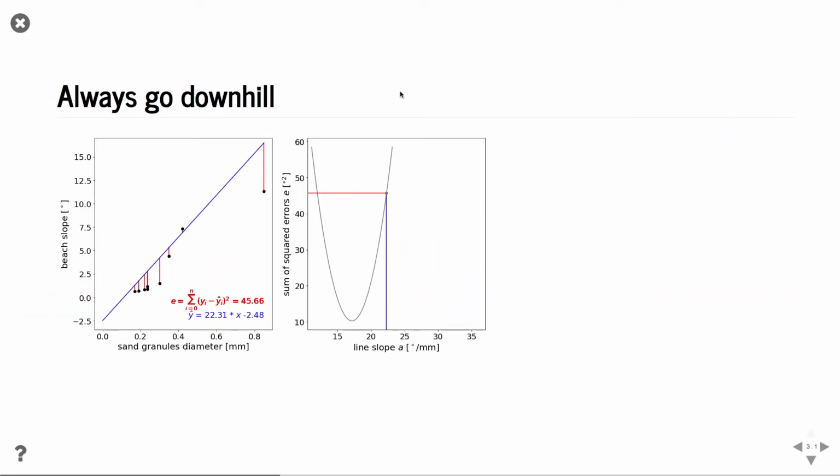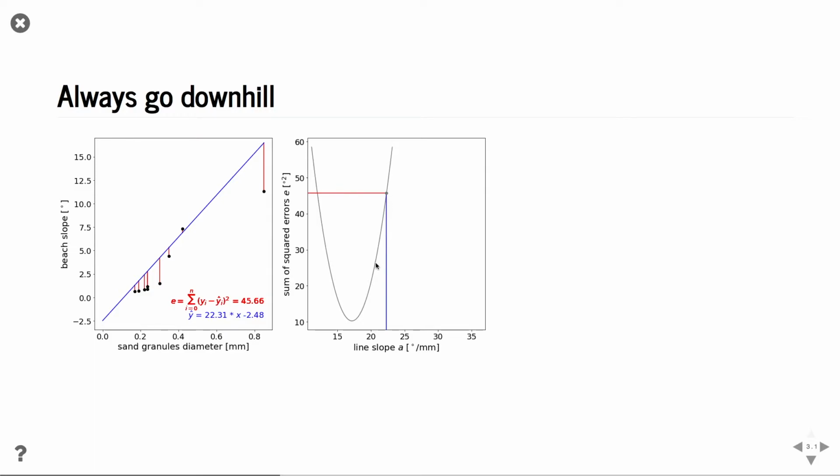So let's assume we don't know the optimal line slope right now, but the optimal intercept is already given. How do we optimize the value of our line slope to minimize the sum of squared errors? What you can see here is the actual value of our sum of squared errors for different line slopes. Our line slope right now is at 22.31, and the resulting sum of squared errors is about 45.66.